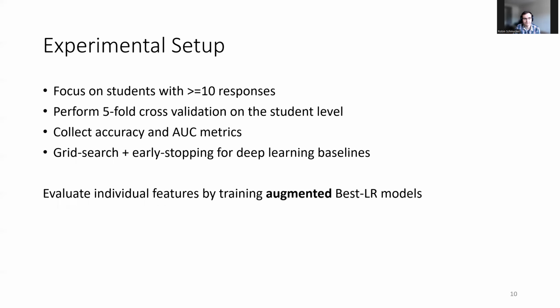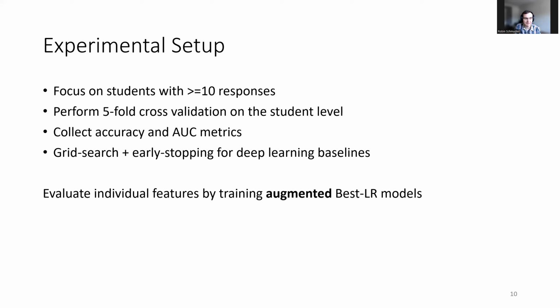To describe our experimental setup, we focus on students with more than 10 responses, and we perform a 5-fold cross-validation on the student level. This means that in each split, there is a different subset of students. What is interesting about these new data sets is that each fold contains millions of responses from thousands of students. And this allows for very low variance in our cross-validation results. Typically, we are below 0.2 or 0.1% accuracy and AUC.